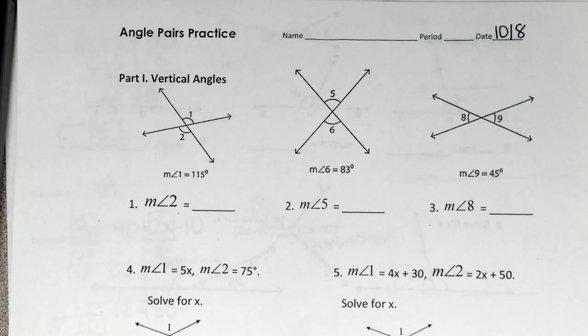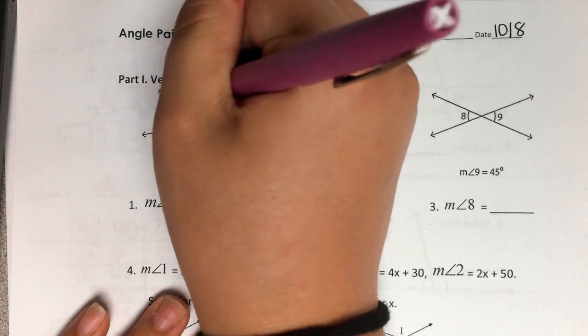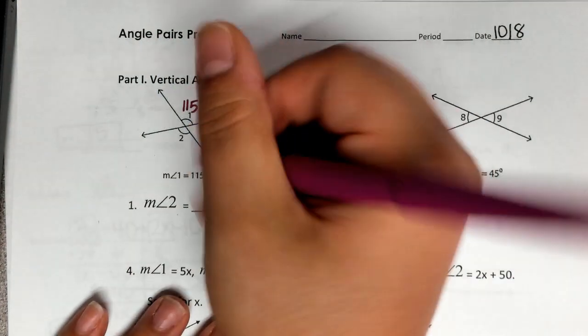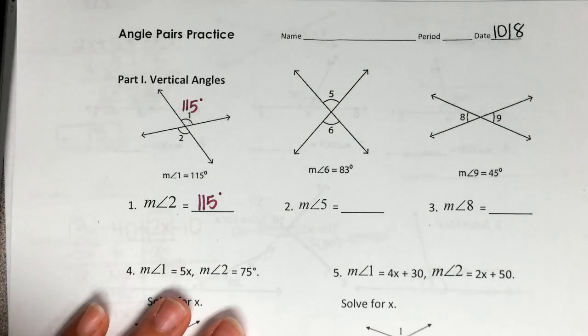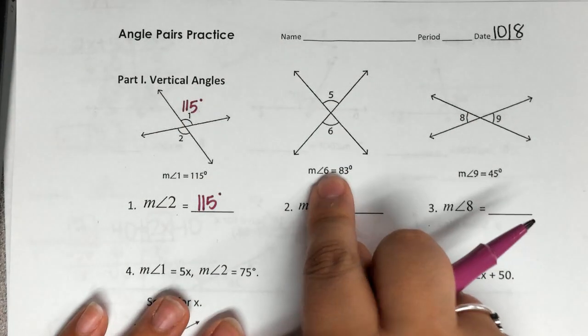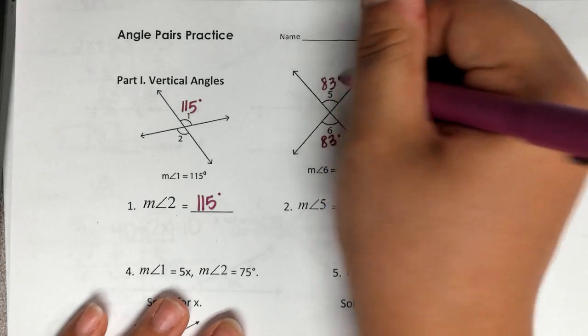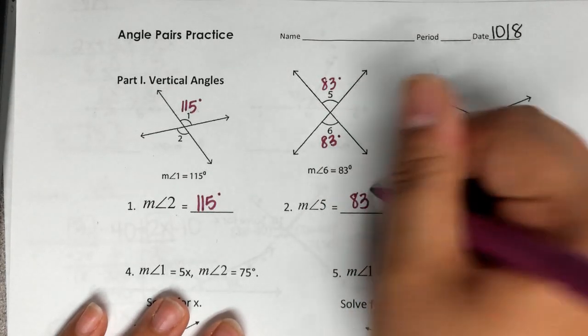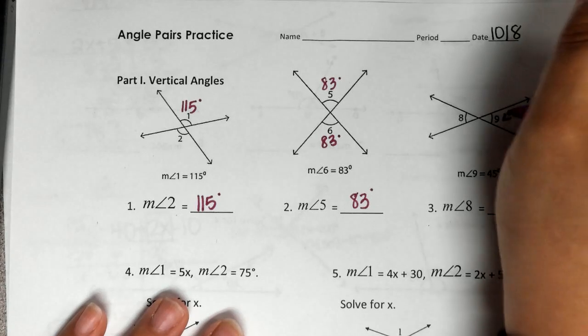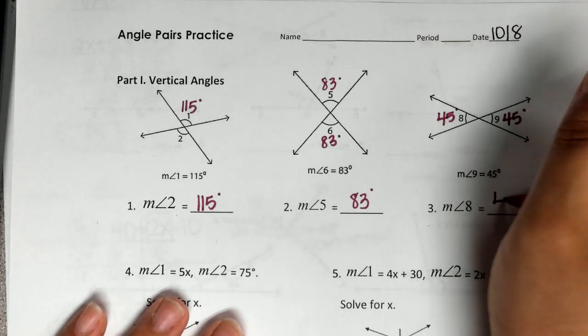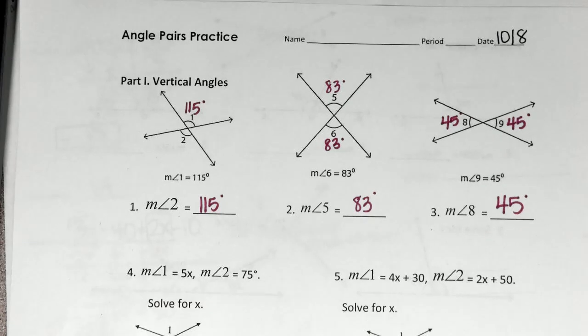Again, number 1, hopefully we are not actually confused about it. We just didn't read it. If angle 1 is 115 degrees, it tells me that right there. What's angle 2? Is it really that simple? Yes. If angle 6 is 83 degrees, what's angle 5? 83 degrees. Angle 9 is 45 degrees. What's angle 8? Vertical angles are congruent. That's all you had to do.